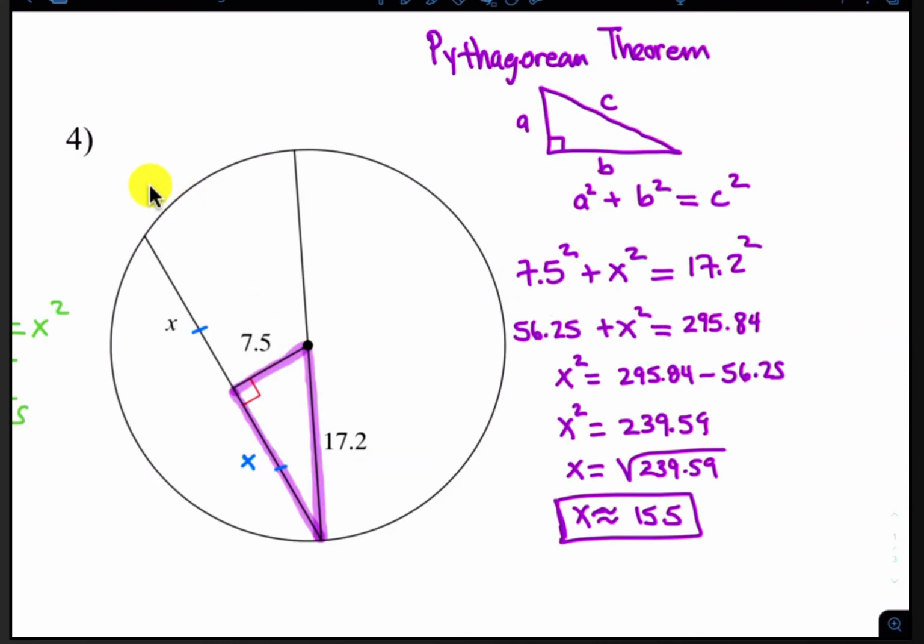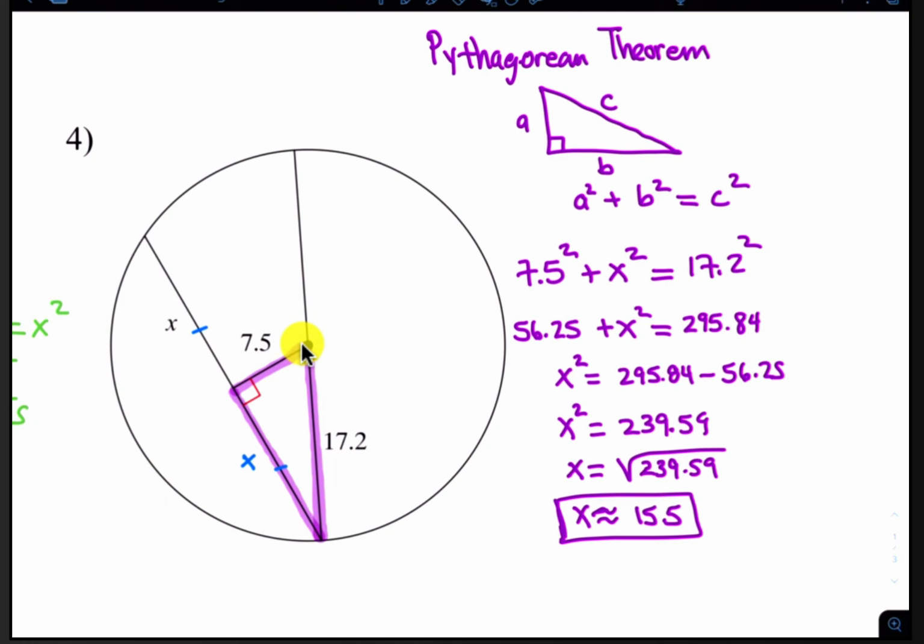And here's question number 4. We are trying to solve for X. And now this segment right here splits this segment in half. So the distance from here to here, which is X, is the same as the distance from here to the other edge of the circle. So from here to here is X. That means this is also X here.